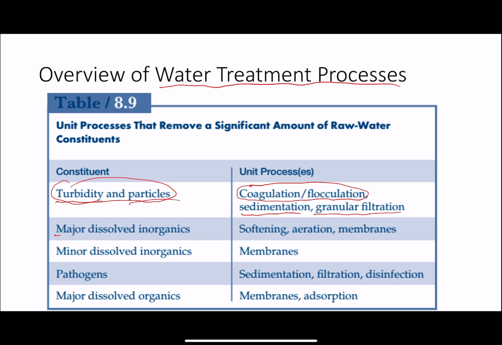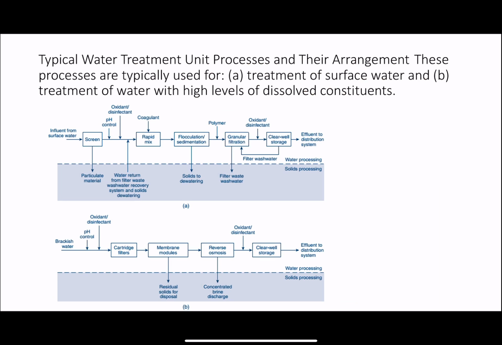How about major dissolved inorganics? They are very tough to remove using coagulation, flocculation, sedimentation, and granular filtration. For major dissolved inorganics, we need softening, aeration, and membranes. For minor dissolved inorganics, membranes. Pathogens: sedimentation, of course, filtration, and disinfection to kill them. Major dissolved organics: membranes and adsorption. We'll be doing this in the next slide.